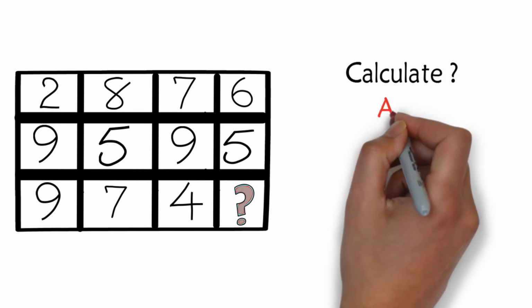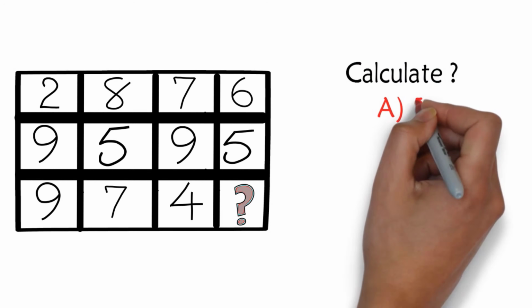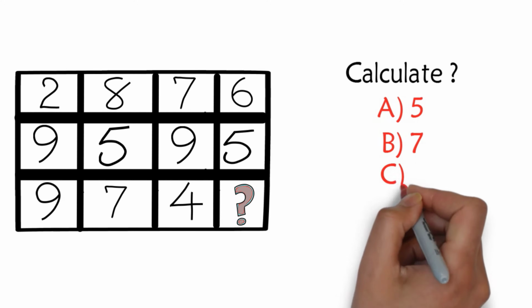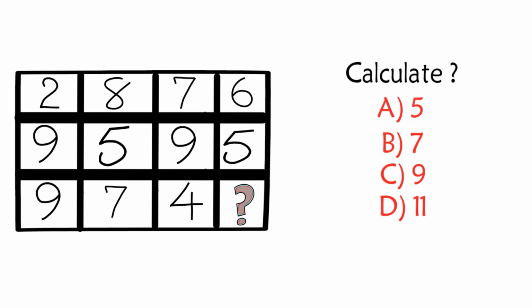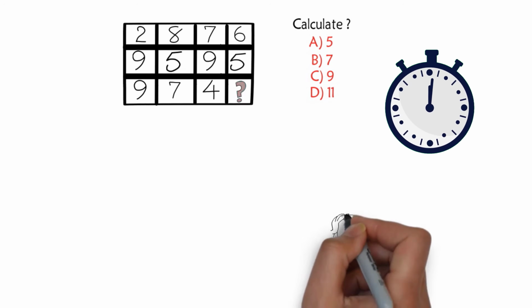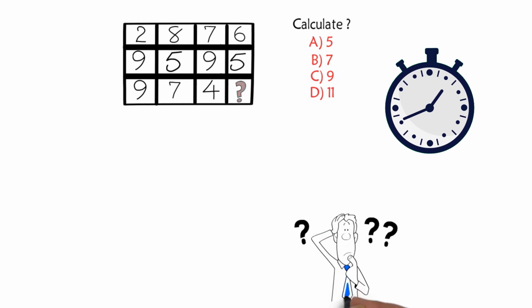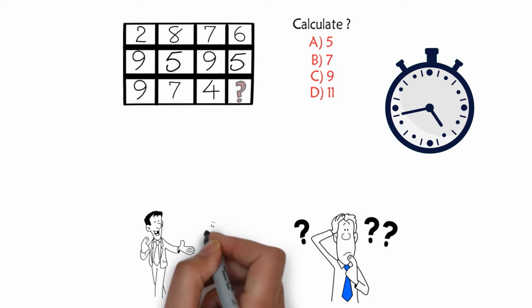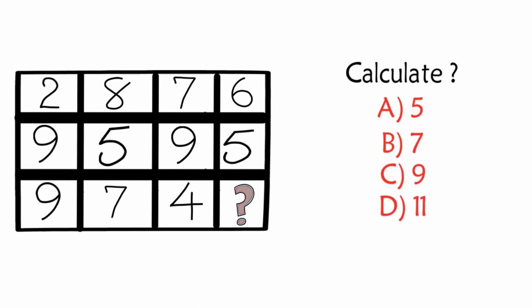You can choose from one of 4 different choices. Choice A, 5, choice B, 7, choice C, 9, and then choice D, 11. Do you think you can come up with the answer? Give yourself 5 to 10 seconds. This is about as much time as you will get on the test. Let's continue to see how we can get to the correct answer together.